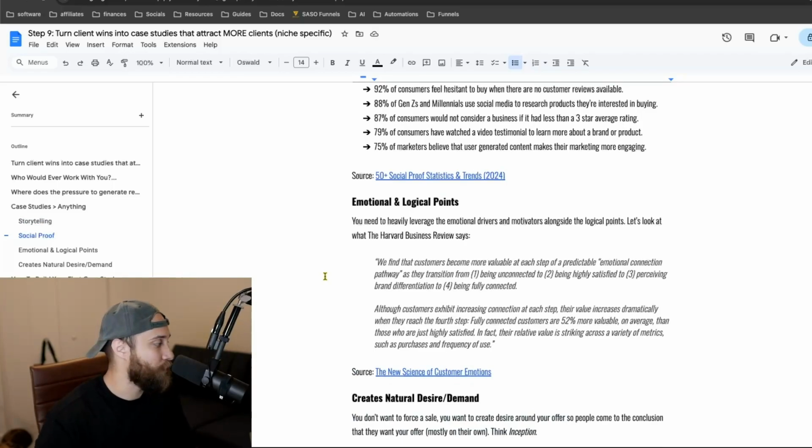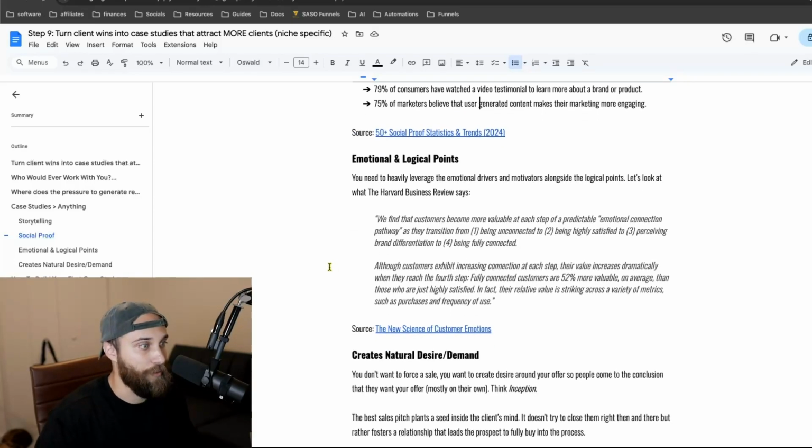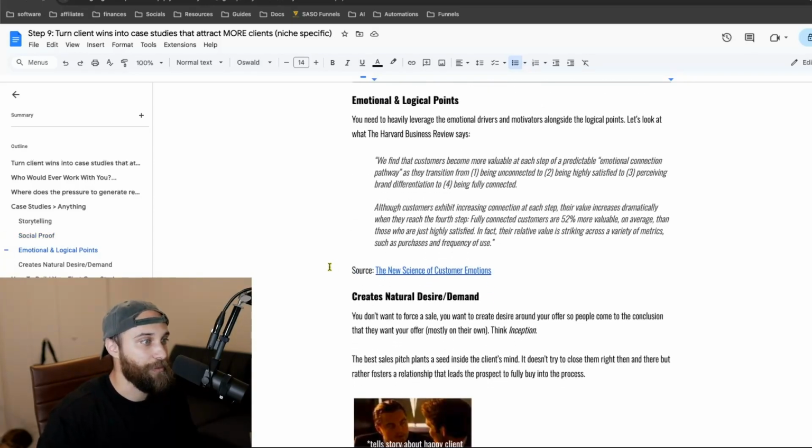Let's move on. Emotional and logical points. You need to heavily leverage the emotional drivers and motivators alongside your logical points. So this is saying, men especially, again, you have to have the logic with the emotional. Let's look at what the Harvard Business Review says, right? That's a pretty cool name, right? Pretty hefty name, right? We find that customers become more valuable at each step of a predictable emotional connection pathway as they transition from step 1, being unconnected, step 2, being highly satisfied, step 3, perceiving brand differentiation, to step 4, being fully connected.